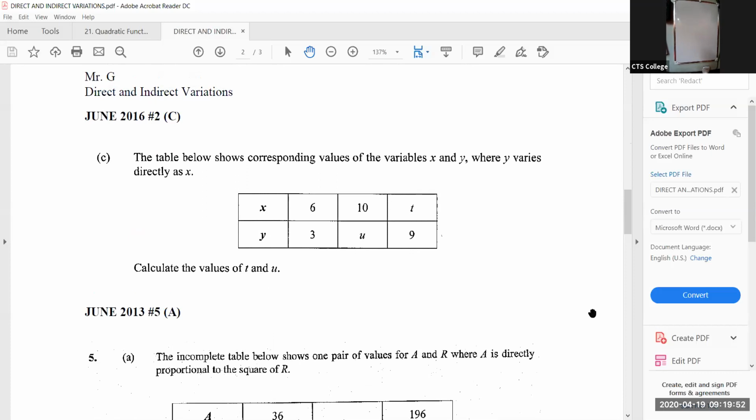Okay, so this question is telling us that the table below shows corresponding values of the variables x and y, where y varies directly as x. So we have to calculate the value of t and of u. Okay? So how are we going about doing that? Anybody? This is so easy, people. We just did it.